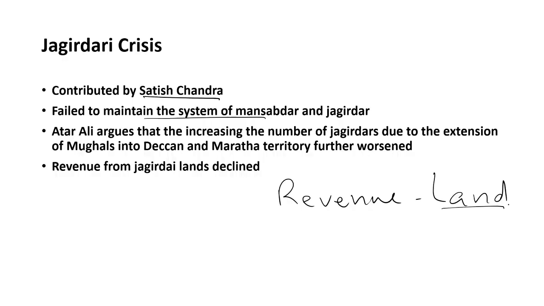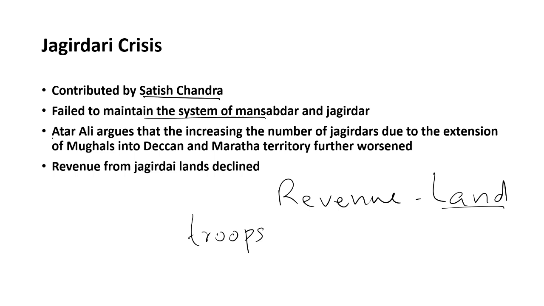These officials collected revenue from the respective land, and after defraying the expenses incurred on the maintenance of army or troop, the remaining amount was given to the royal treasury. But it was during the period of Aurangzeb that this Mansabdari Jagirdari system failed to work. Satish Chandra's thesis argues that it was because of the failure of this Jagirdari Mansabdari system that the Mughal Empire declined.